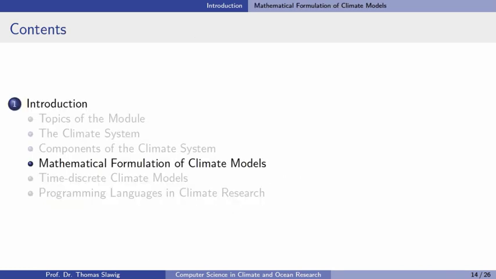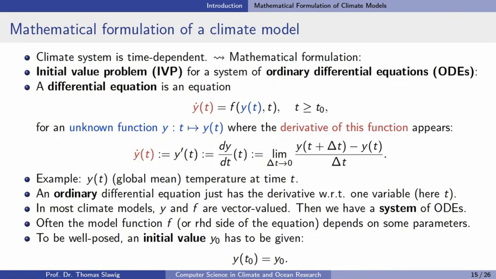Now we're going a little more in the direction of climate models, because as computer scientists we look at simulations or data from climate models. The climate system is time dependent, so the mathematical formulation of a climate model is what's called an initial value problem for a system of ordinary differential equations. I want to explain both of these terms.